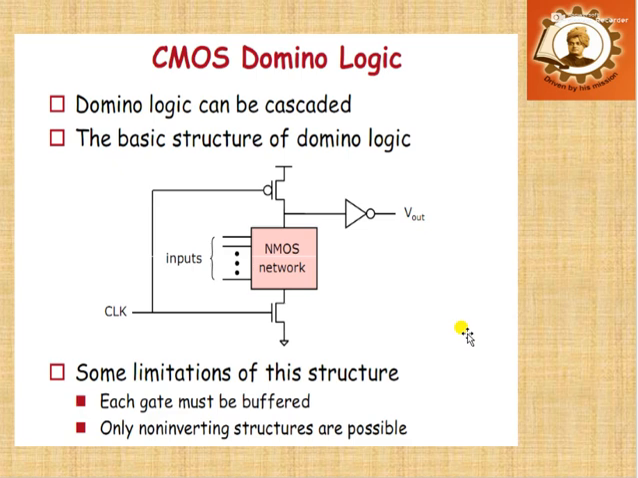The cascading problem is solved by using domino logic, and domino logic is nothing but CMOS dynamic logic followed by a static inverter. This is shown in the figure. We use a static inverter with the dynamic logic to get a domino logic, and the cascading problem is solved.